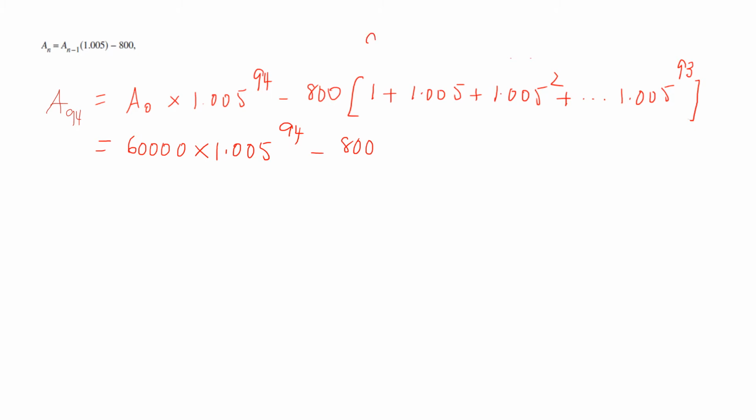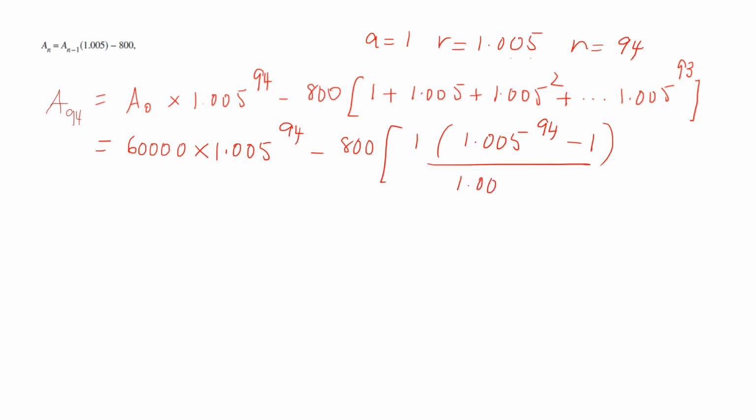So the first term is 1, R is equal to 1.005, and N is equal to 94. So it's 800 multiplied by A is 1, R to the power of N, take away 1, all over 1.005, take 1. Okay, we're just going to put that into the calculator. Be careful with the 1.005s. Make sure that you put in enough zeros there. Our answer is $187.85.